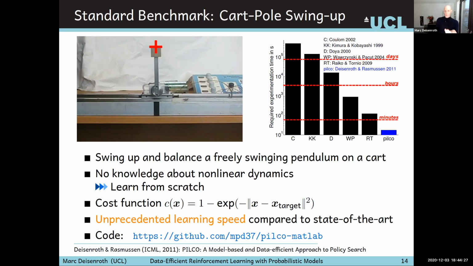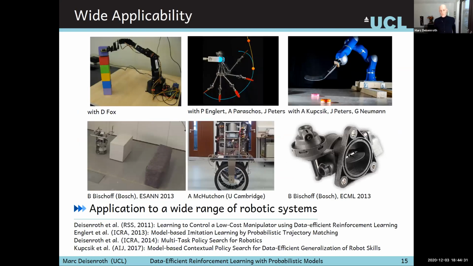We also applied this to a wider range of robotic problems, such as using a cheap robot arm to learn to stack a tower of blocks using visual feedback, or even this tendon-driven robot arm that I showed earlier for learning to hit table tennis balls. Here's another robot arm that learns curling.